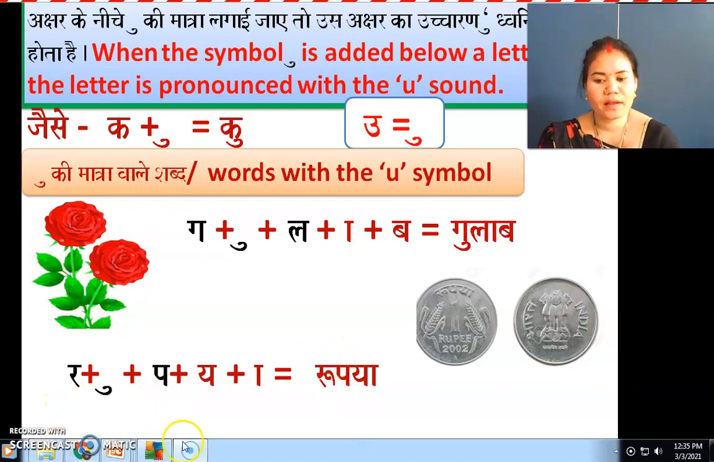Next one. Ra. Which symbol is this one? U. Ru. Pa. Ya. Rupaya. Okay. Rupaya. So rupaya means rupees, coin. Okay. That is called rupaya.